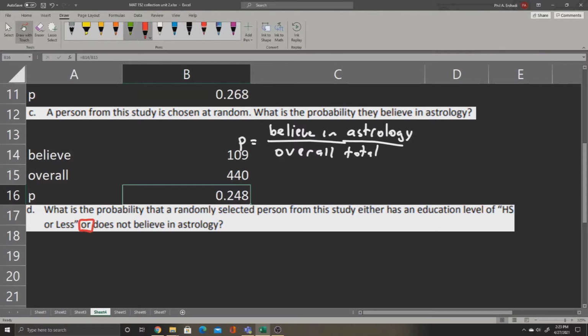We're looking at two different conditions here. We're looking at the educational level of high school or less, and we're also looking at the people who don't believe in astrology. So rather than having a single condition, we have two different conditions with an "or" between them.